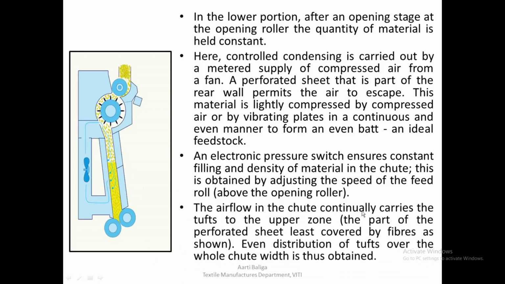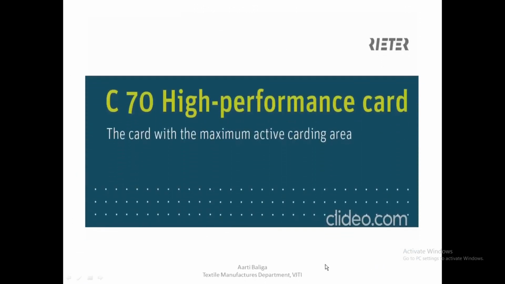The airflow in the chute continuously carries the tufts to the upper zone, the part of the perforated sheet least covered by the fibers as shown. So the airflow will allow for even deposition of material in this area. Even distribution of tufts over the whole chute width is thus obtained. So with this, let us take a look at the chute feed and an animation of that.